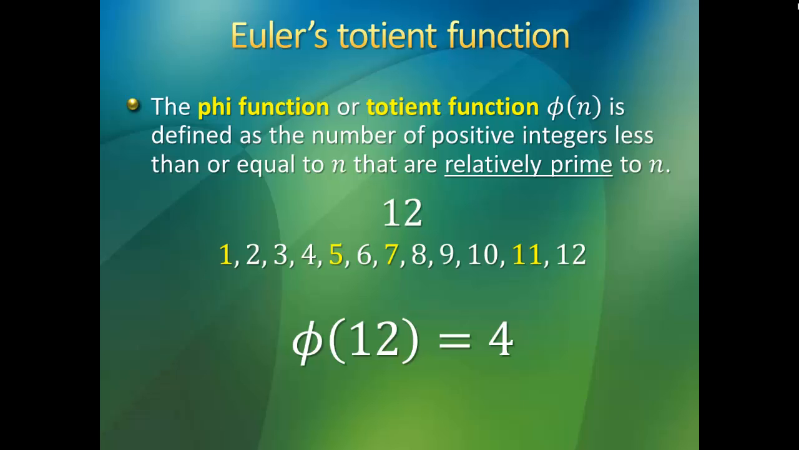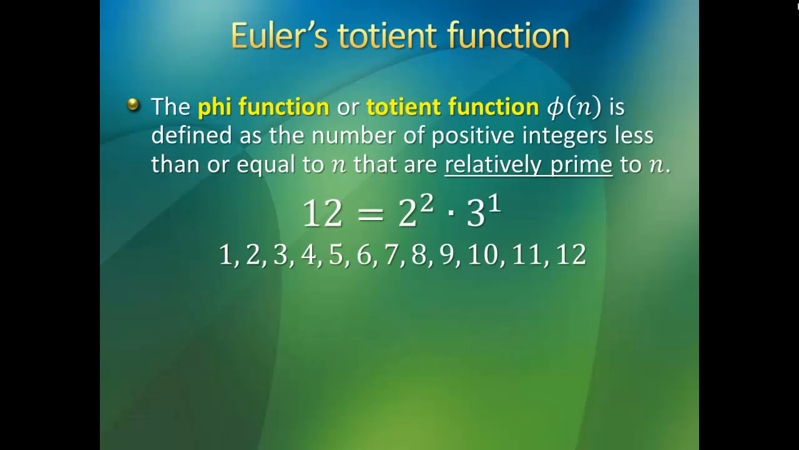Now, given some n, how could I calculate phi of n? We can use the prime factorization to find out. The prime factorization of 12 is 2 to the second power times 3 to the first power. So, since 12 has a 2 in it, any number that also has a 2 will have a greatest common divisor of at least 2, if not some higher power of 2.